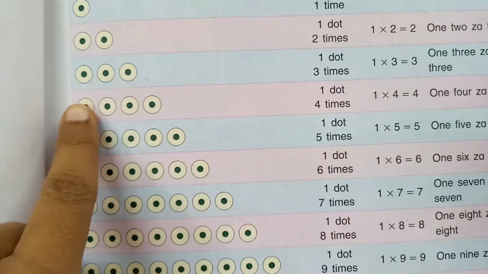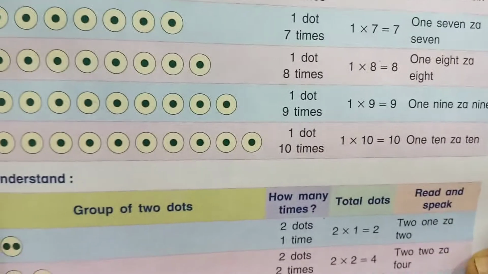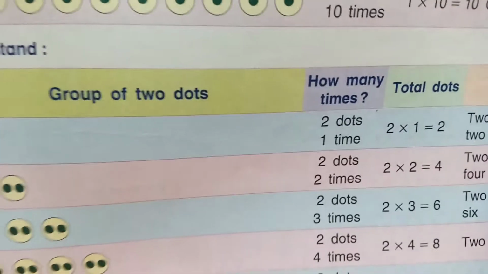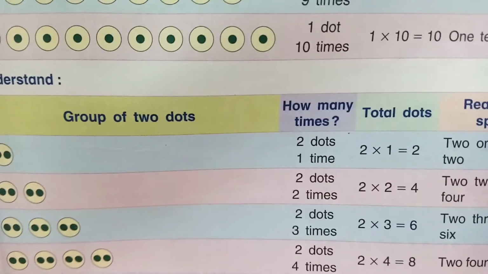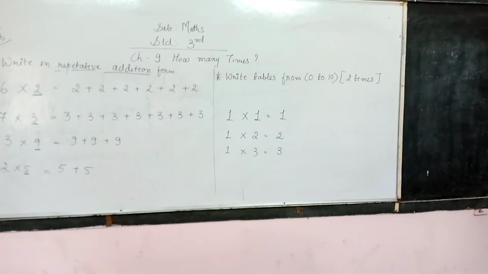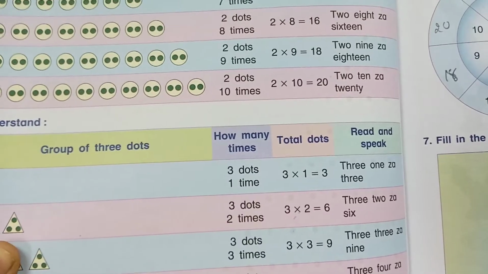Here you have to count the dots. Okay, see this 1. So here 1 ones are 1. Okay, till 10. Next, a group of 2 dots is given in one circle. So you have to count, and here you can see this table of 2 is given. 2 ones are 2, 2 twos are 4, 2 threes are 6. Like this it is given till 10. Okay, on the next page you can see the table of 2 is given till 10.